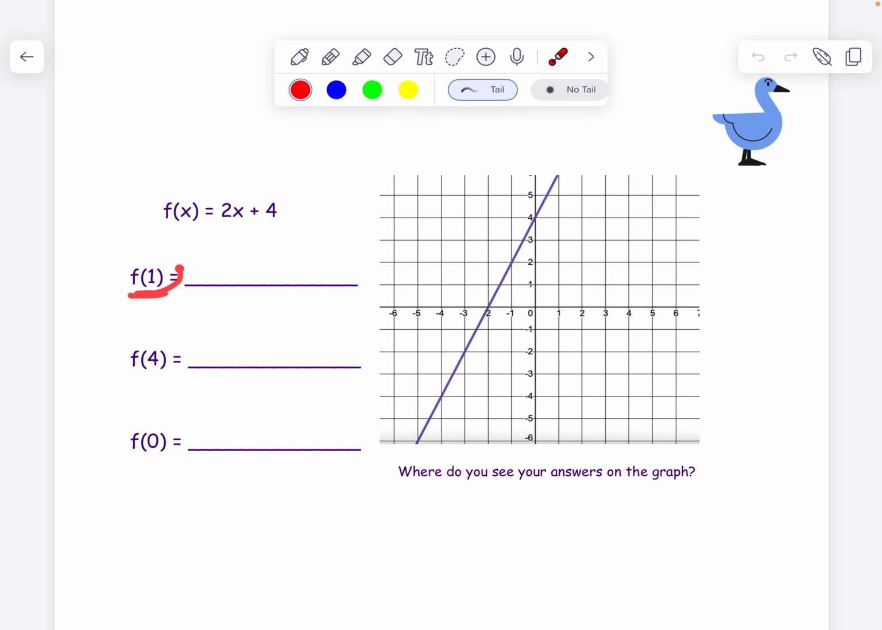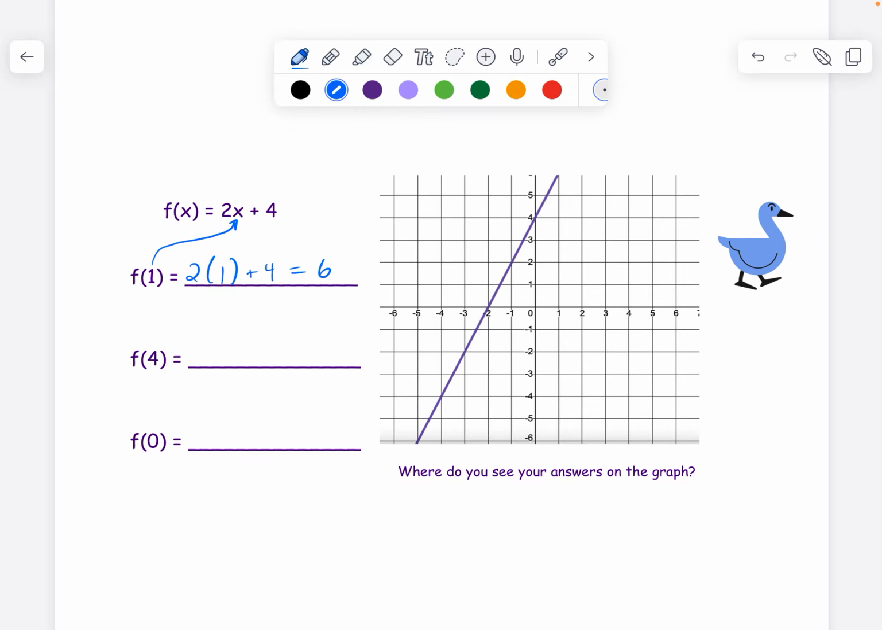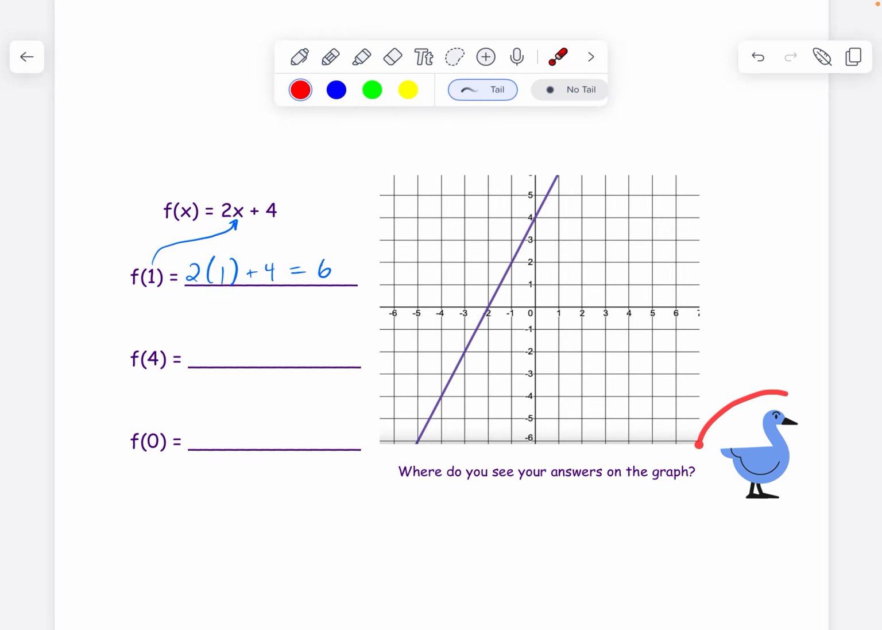This is pronounced f of 1. To say it a little quicker, it simply means evaluate the equation by plugging a 1 in place of x. So the math is pretty straightforward. It's 2 times 1 plus 4, which will get 6.